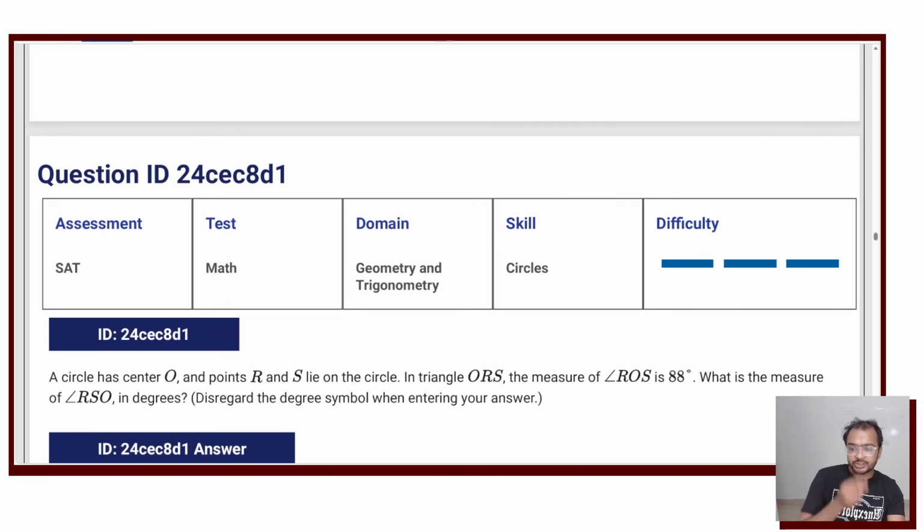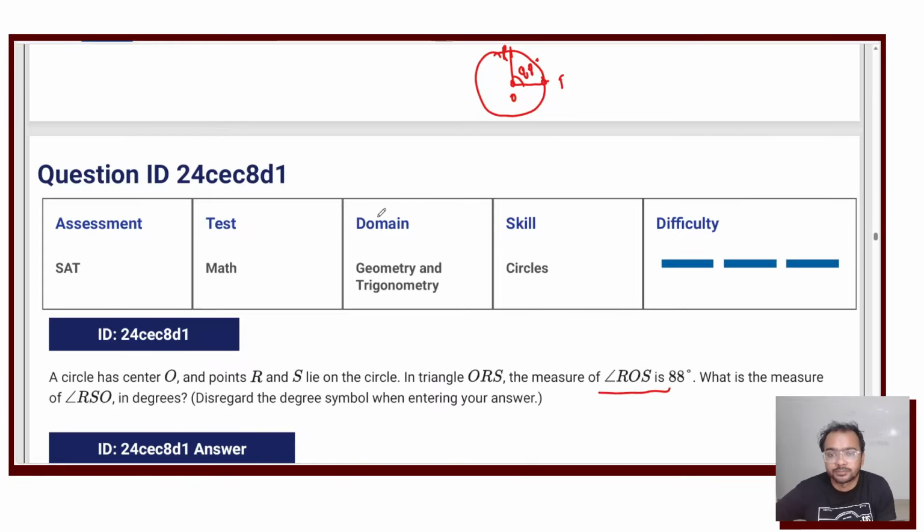Okay, let's have a look at this one. We have a circle having center coordinates O, and points R and S lie on the circle. Okay, let's try drawing this. And it's given that angle ROS is 88. So if R is here and S is here, they will be making this angle which is 88 degrees. This is what we are given. What is the measure of angle RSO?